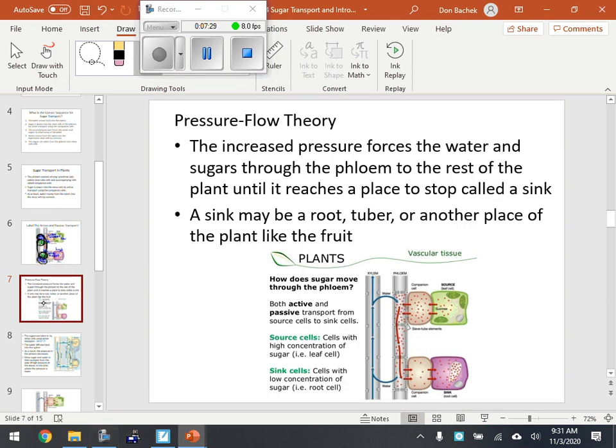So the pressure flow theory says the increased pressure forces the water and sugars through the phloem to the rest of the plant until it reaches a place to stop called the sink cell. A sink may be a root, what we call a tuber, or another piece of plant like a fruit. So for example, it might stop at an apple. If it's an apple tree, it would go to the fruit, making the fruit. Or a peach tree, even better.